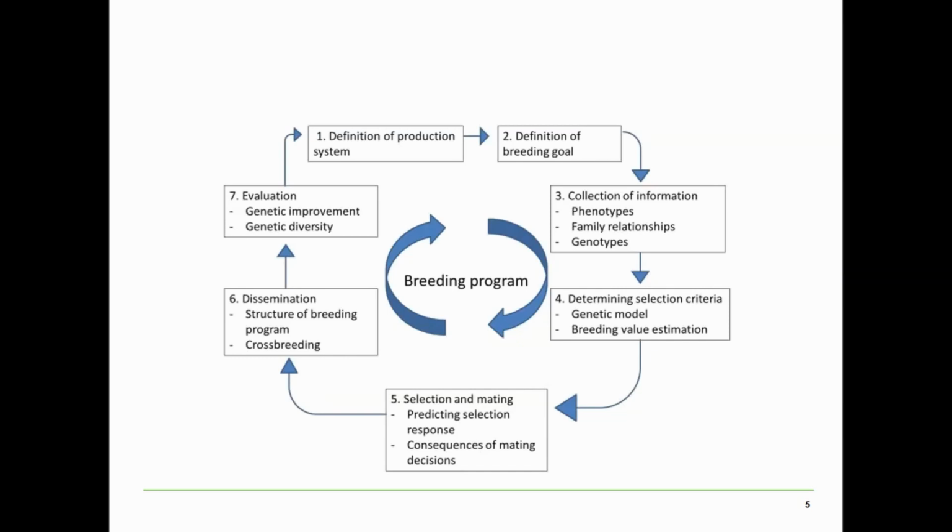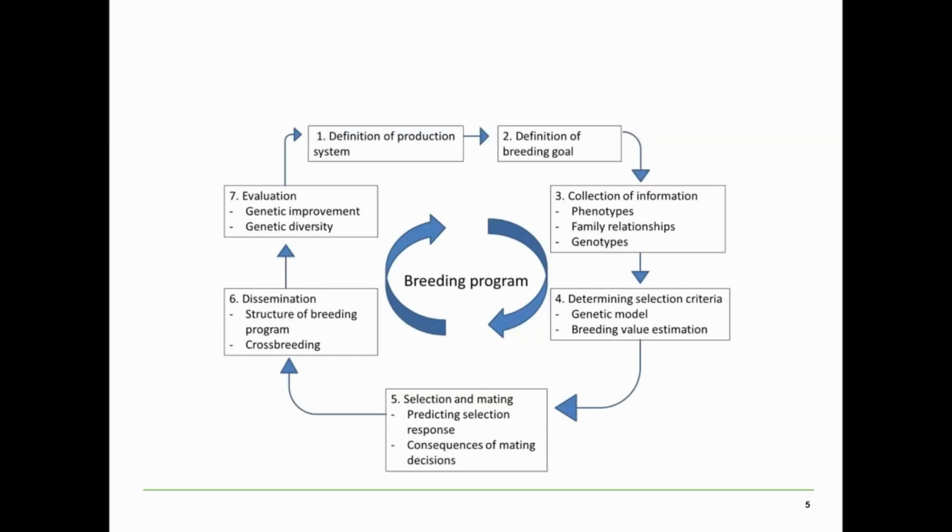Then we go to the selection and mating, and then we evaluate the consequences of our breeding or mating decisions. In the follow-up, we try to disseminate our results and the breeding program, whether it's in a pure breeding scenario or crossbreeding systems, as we will speak about later in this presentation. At the end, we evaluate in terms of genetic improvement, so the genetic gain, and, which is also important, the genetic diversity of our population.